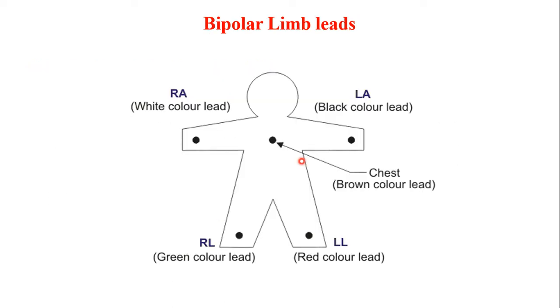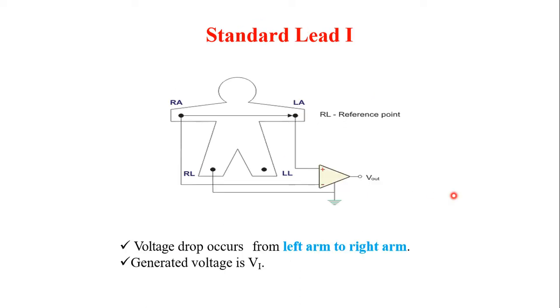Let us see this with an example. This is the right arm, this is the left arm, this is the right leg, and this is the left leg. For the left leg, a red color lead is always used. For the right leg, a green color lead is used. For the right arm, a white color lead. And for the left arm, a black color lead will be used. To measure the chest electrodes, a brown color lead will be used.